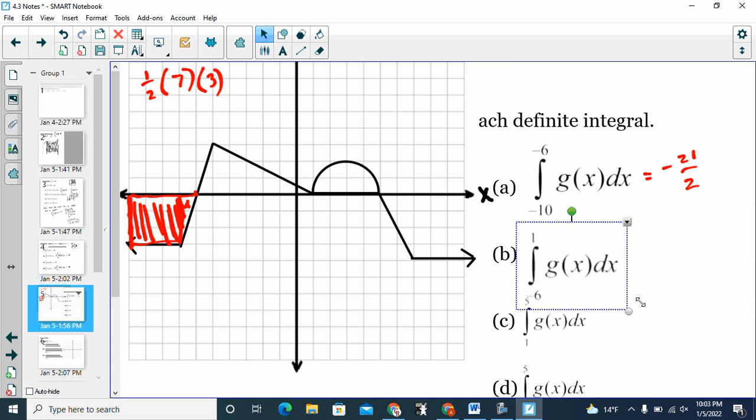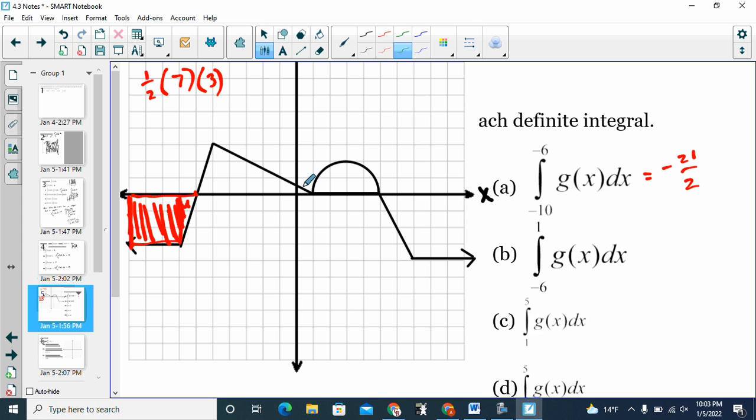Part B asks us for the integral from -6 to 1 of g of x dx. There's -6 all the way out to x equals 1. That is a triangle. Area of a triangle, 1/2 base times height. The base of this triangle is 7 units. The height of the triangle is 3 units, so 1/2, 7 times 3 again, 21 over 2. And it's above the x-axis, so it's positive.